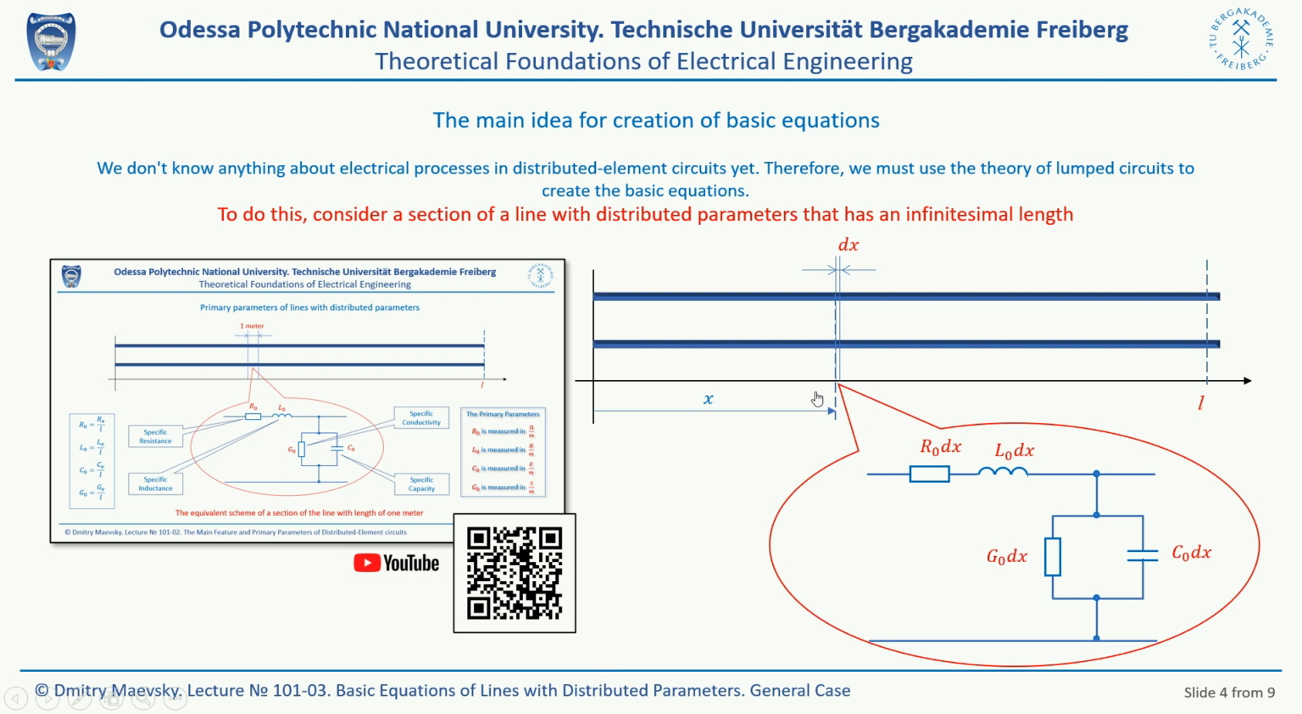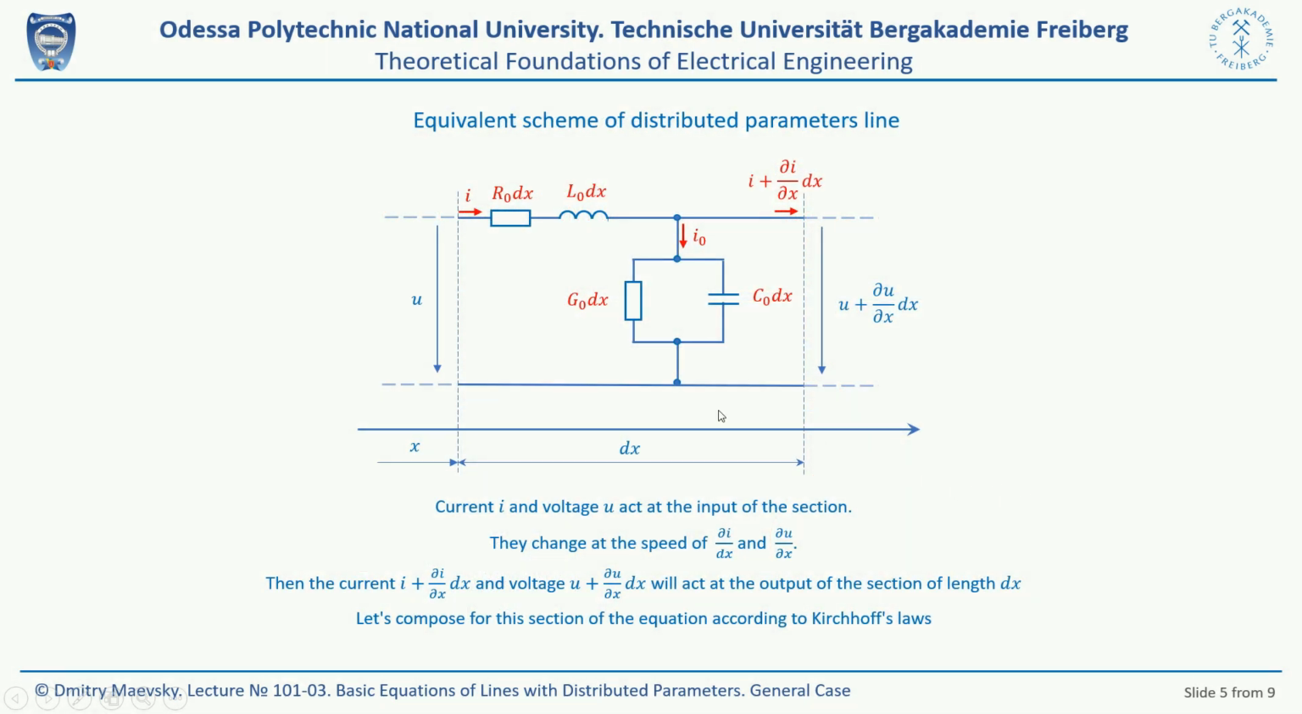A section of infinitely small length can be considered as an electrical circuit with lumped parameters. These parameters are equal to the product of the corresponding specific parameters and the length of the section. This length is dx. For this section, you can compose equations according to Kirchhoff's laws. To draw up equations, consider the currents and voltages that take place in this section.